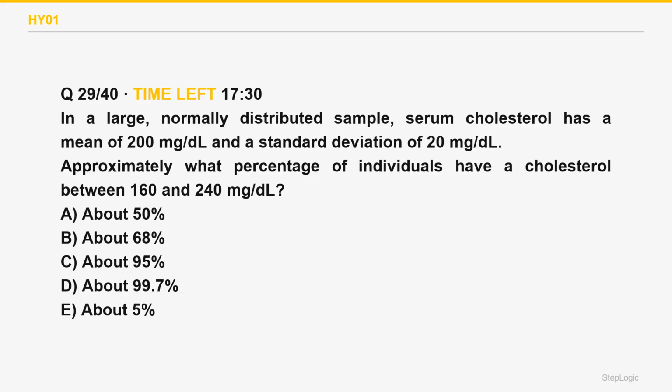Approximately what percentage of individuals have a cholesterol between 160 and 240 mg/dl? In a large, normally distributed sample, serum cholesterol has a mean of 200 mg/dl and a standard deviation of 20 mg/dl. Read the command, percentage within a range. Translate the range into standard deviations from the mean.